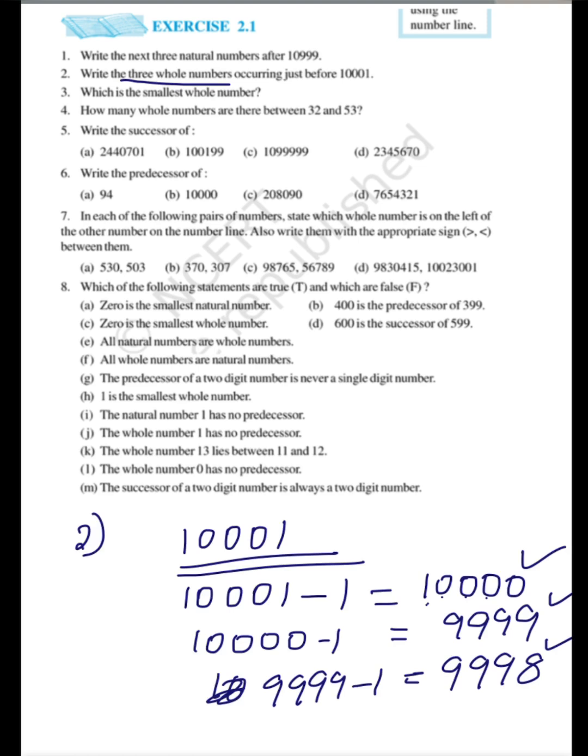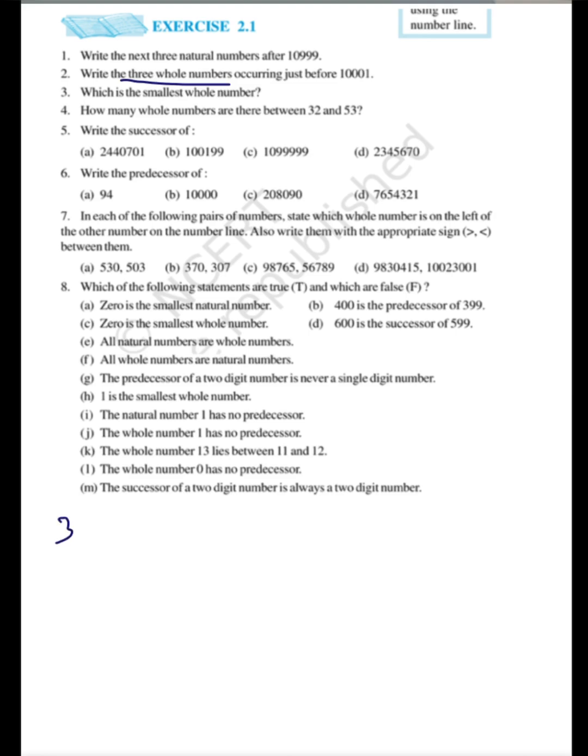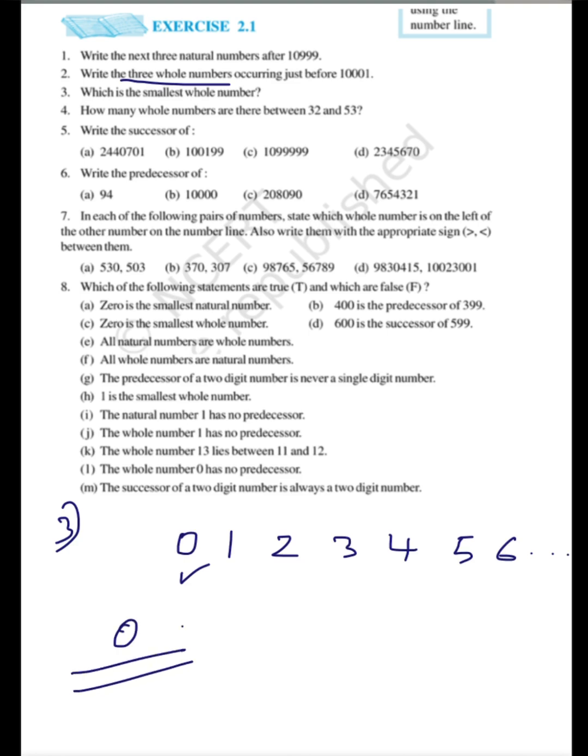The third question is: which is the smallest whole number? That is the third question. Whole numbers means what? 0, 1, 2, 3, 4, 5, 6, etc. So from where are whole numbers starting? They start from 0. So the answer for the third question will be 0. 0 is the smallest whole number. So that is the answer for the third question.